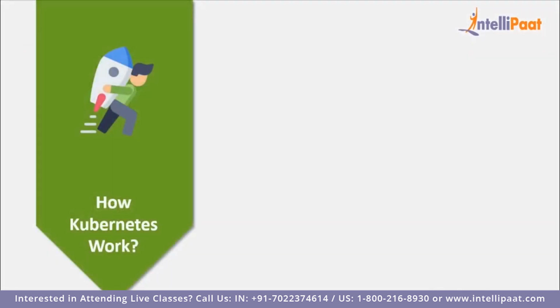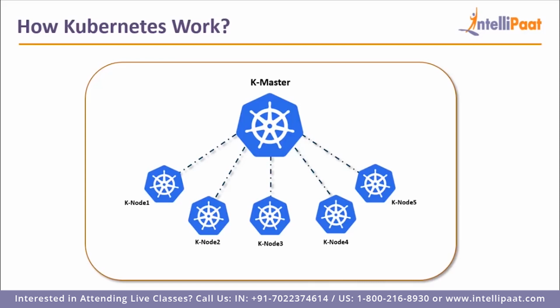Moving forward, now let's discuss how Kubernetes actually works. Kubernetes, like I said, is basically a cluster. So you have a master and then you have several nodes under the master. The job of the master is basically to schedule containers on the nodes which are under it, monitor the nodes, monitor the containers running inside each node, and also keep track of the logs of what operations are being performed on each container.